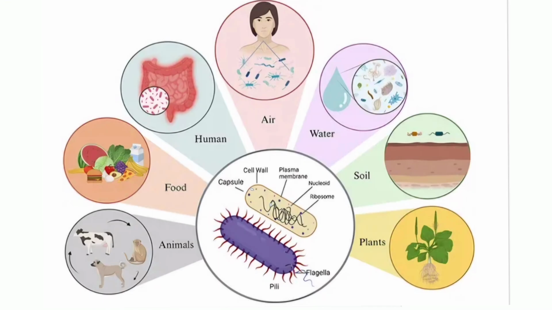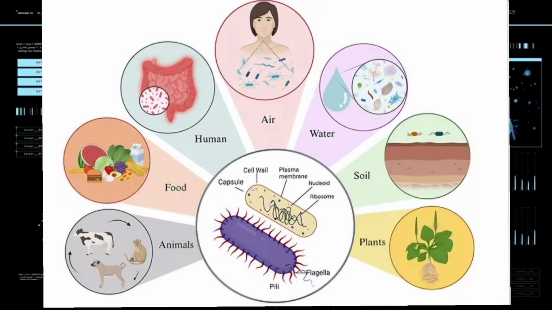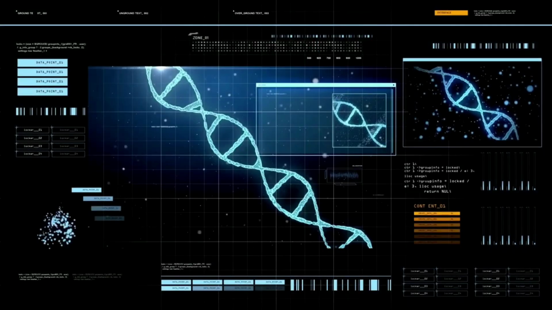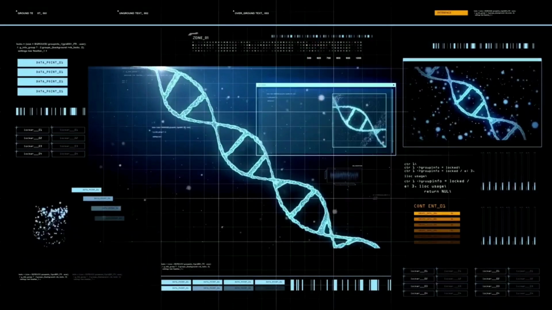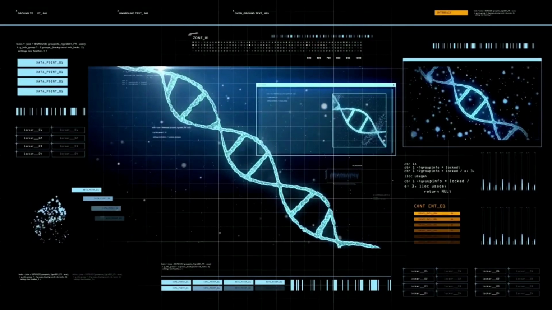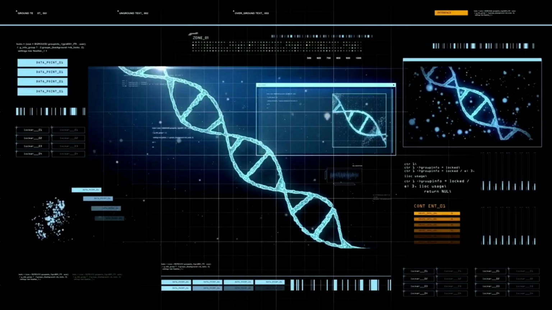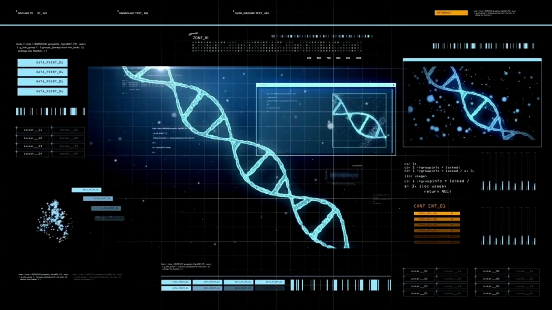5. Pathogenicity. A crucial difference is that many bacteria can cause disease in humans, animals, and plants, while no known Archaea are pathogenic. This makes bacteria highly relevant to medicine and public health, whereas Archaea are more often studied for their ecological roles and unique biochemistry.